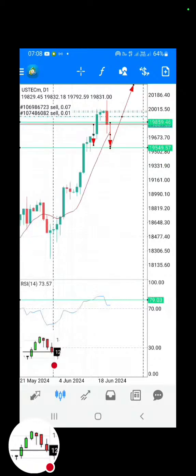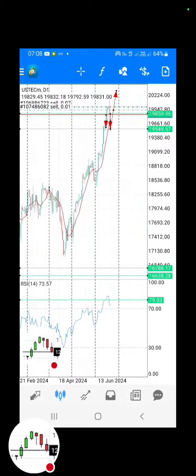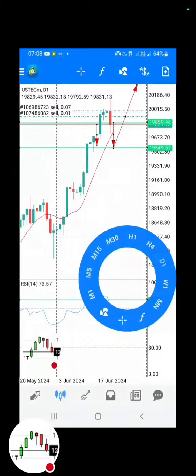So we will reach at least that level, bounce back, then we will come back up, just like that.